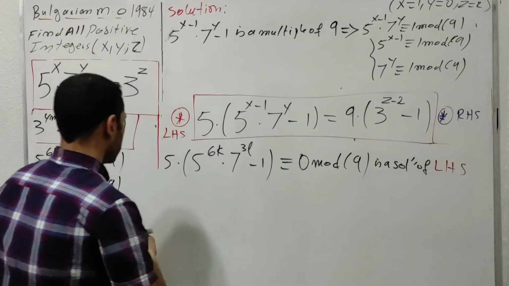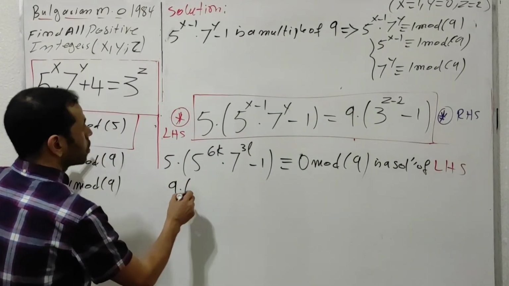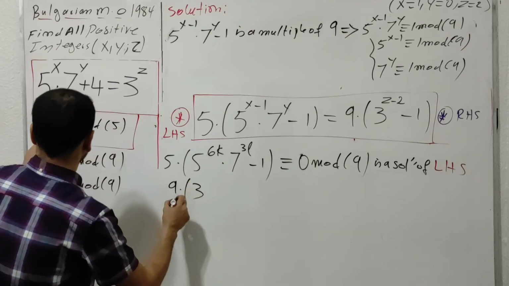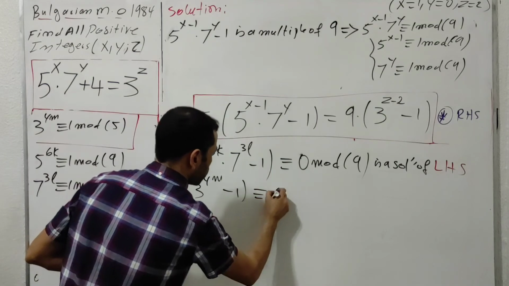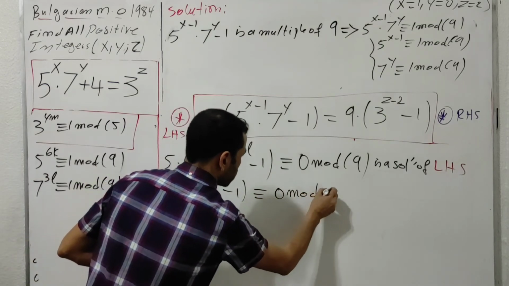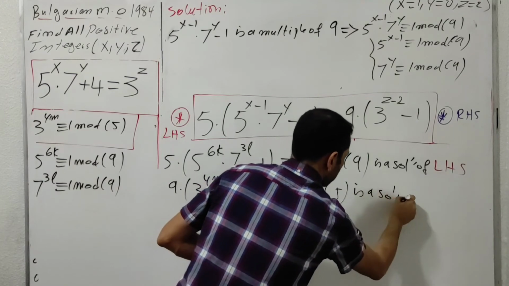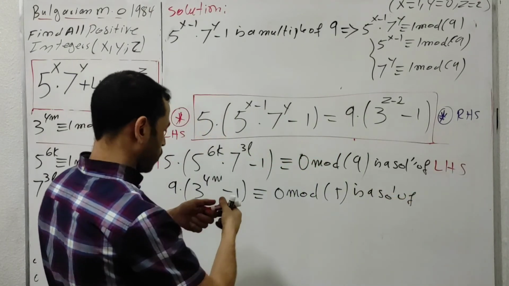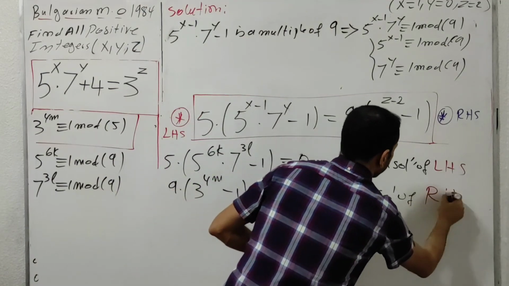Okay, we found also 9 multiplied by 3 to the 4m minus 1 is congruent to 0 mod 5. This is a solution of the right hand side of this equation.